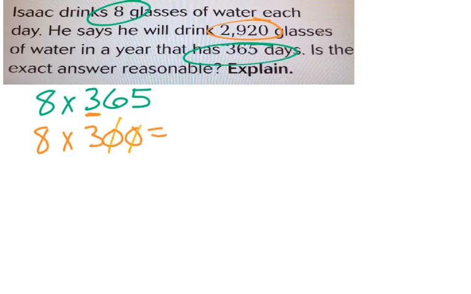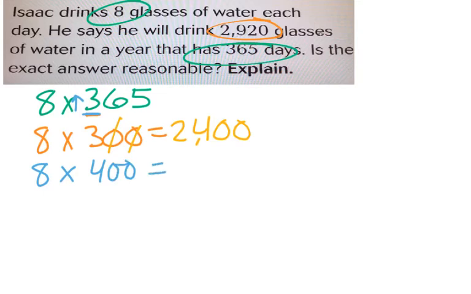Okay, I'm going to cross out those two zeros. 8 times 3 is 24, and then I add my zeros back in, and I have 2,400. Now I'm going to round up. So I'm going to look at my 3, and I'm going to round it up to a 4. So I have 8 times 400. I'm going to cross out my two zeros. 8 times 4 is 32, and I add those two zeros back in.